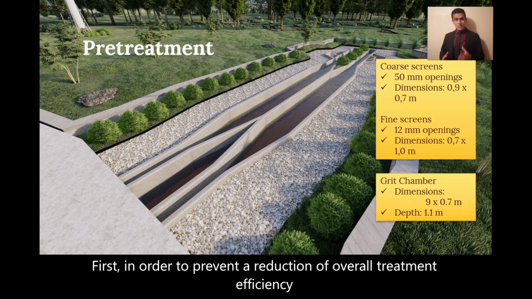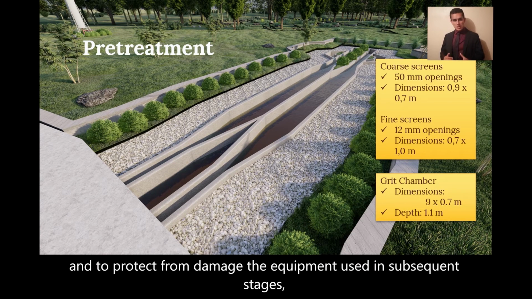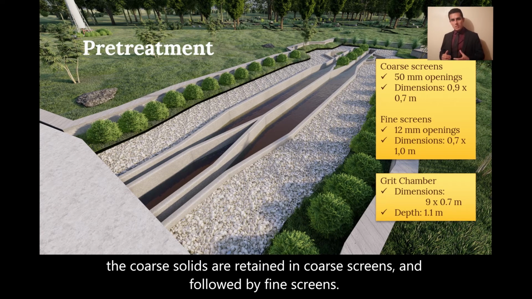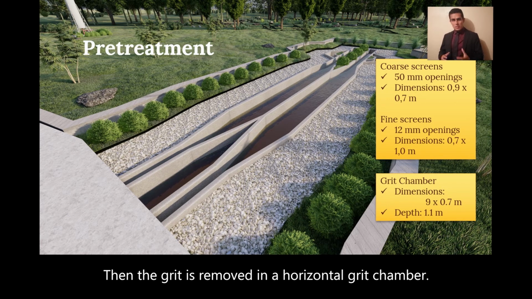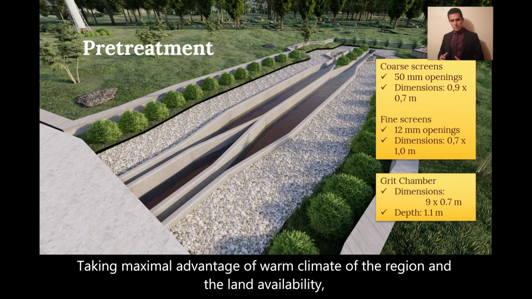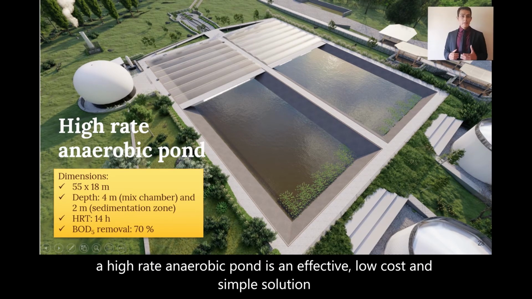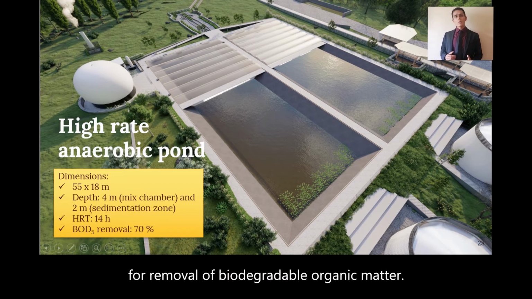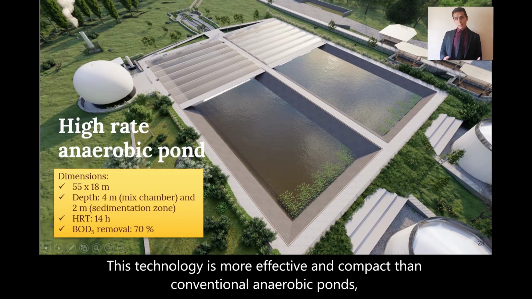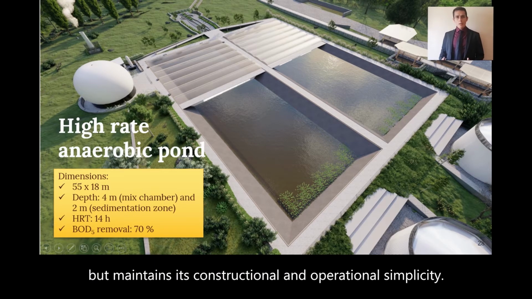First, in order to prevent a reduction of the overall treatment efficiency and to protect from damage the equipment used in subsequent stages, the coarse solids are retained in coarse screens, followed by fine screens. The grit is removed in a horizontal grit chamber. Taking maximal advantage of the warm climate in the region and the land availability, a high rate anaerobic pond is an effective, low-cost, and simple solution for the removal of biodegradable organic matter. This technology is more effective and compact than conventional anaerobic ponds, but maintains its constructional and operational simplicity.